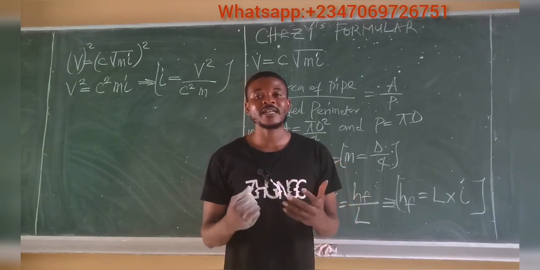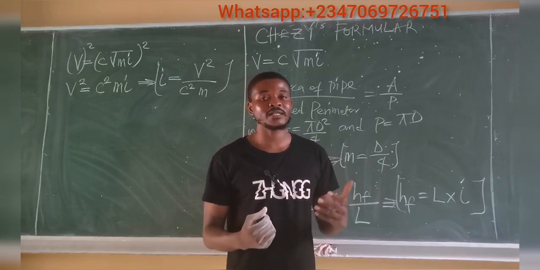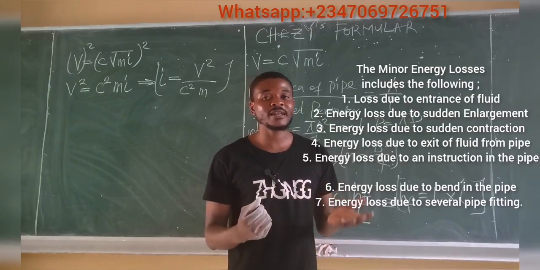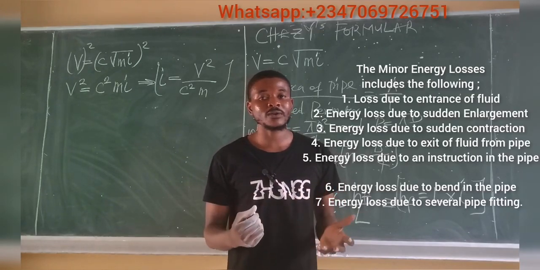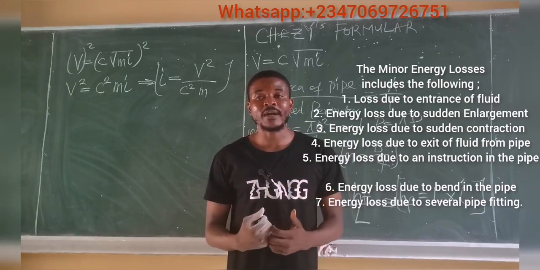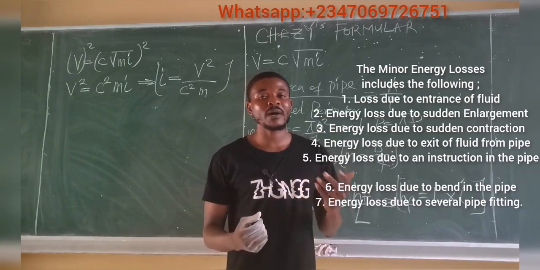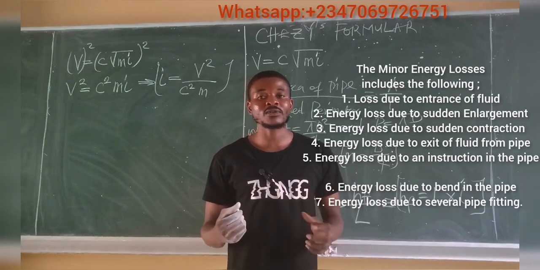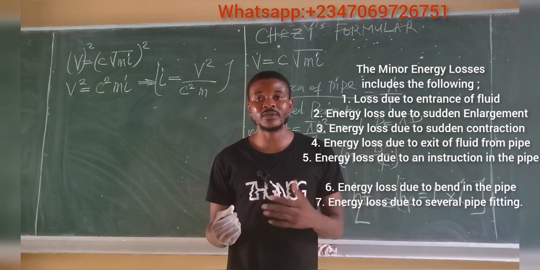Now, there are about 7 minor energy losses, or 7 things that constitute the minor energy losses in fluid flow through a pipe. We have energy loss due to inlet of the fluid, or entrance of the fluid into the pipe. We can have minor energy loss due to sudden enlargement of the pipe. We can have minor energy loss due to sudden contraction of the pipe. We can also have minor energy loss due to exit of fluid from a pipe. We can have minor energy loss if there is an obstruction in the pipe. It's called energy loss due to obstruction in the pipe.